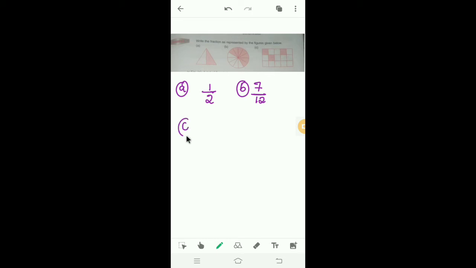Let's see the third one. Here how many parts are there? 1, 2, 3, 4, 5, 6, 7, 8, 9, 10, 11, 12, 13, 14, 15 parts. Here we can observe only 3 parts are shaded. That means 3 out of 15 parts is under consideration. So the fraction is 3 by 15.